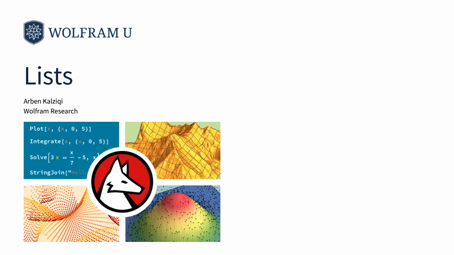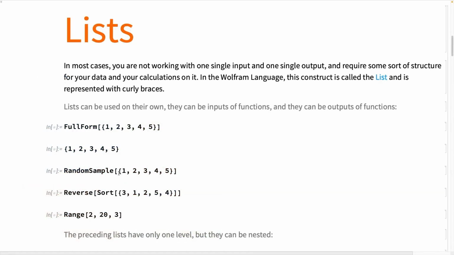Okay, so when you're working in a notebook on any particular workflow, whether it's doing some sort of mathematical operation or data analysis or whatever other sort of thing you might do, it's pretty typical not to be working with just one input and one output. So you need some sort of structure for your data and the calculations that you're doing on it. In Wolfram language, this structure is called the list, and it's represented with curly braces.